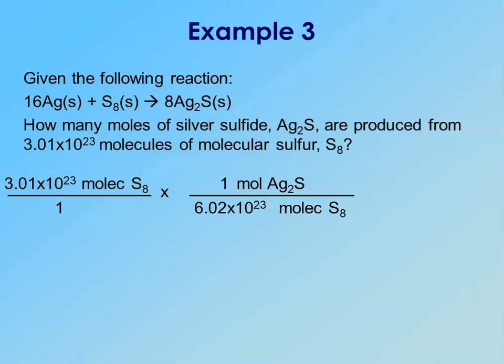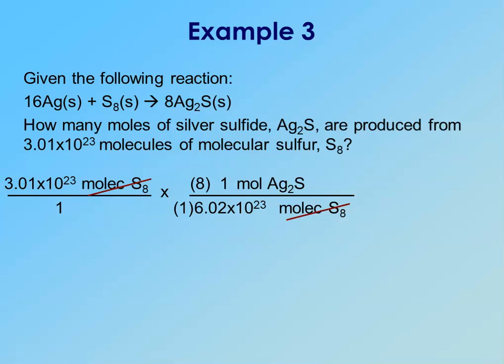So I go up to my balanced equation and I look at the coefficients that are in front of S8. There's nothing there, so it's understood to be 1. And there's an 8 in front of Ag2S. So for every 1 mole of sulfur, I'm going to make 8 moles of silver sulfide. If I do not account for that ratio, I will not have the correct number of moles of silver sulfide. I have to account for the proportion, that's basically my recipe, that relates the two components to one another. At this point, I can see that I have units that cancel out. I should be able to multiply and divide.